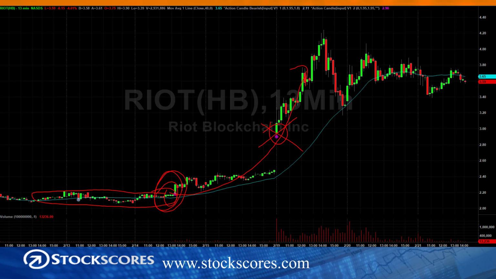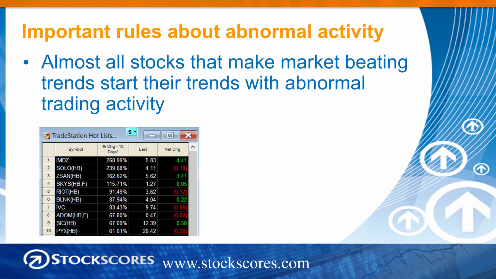Now imagine buying that stock at $2.20, $2.30 a share, and 2 days later you're looking at it going over $4. Those are the kind of trades that we want to find. And there's lots of them. Every day there's stocks like that.